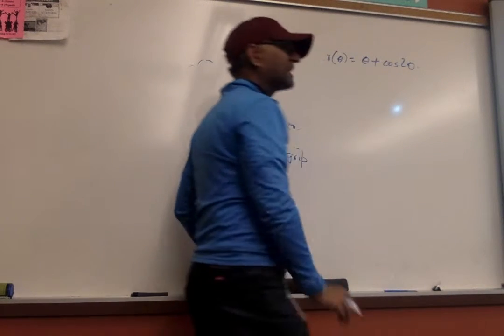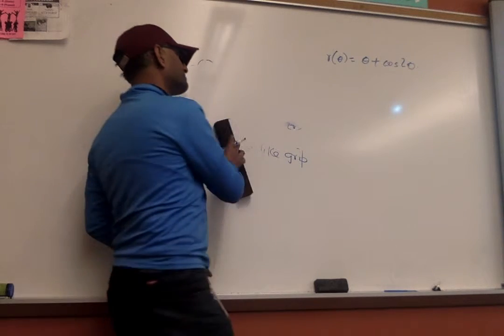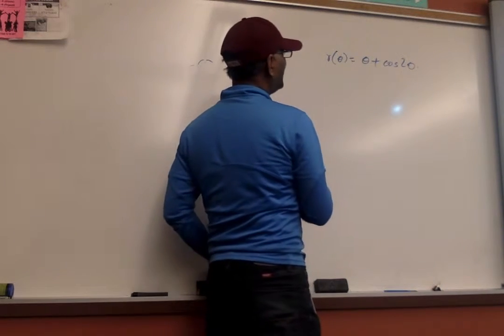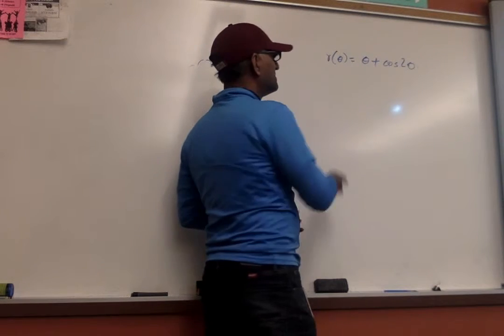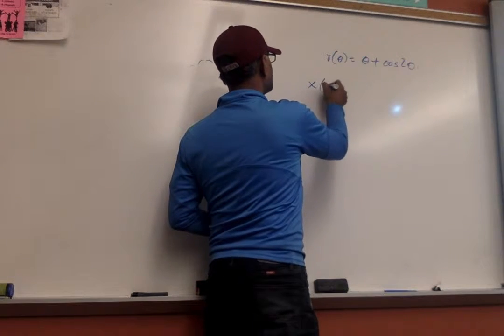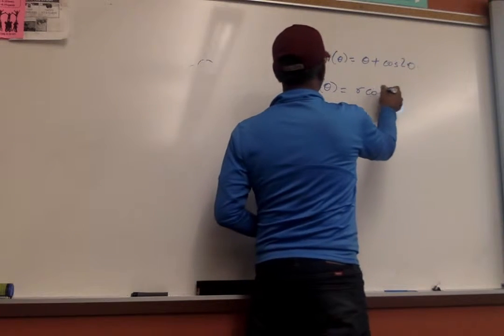It says find dx over d theta. Remember we are doing polar functions, so I need x first. For those of you not aware, if I don't have x, I can't take the derivative. So who remembers what the x formula was? R cos theta. So x of theta.